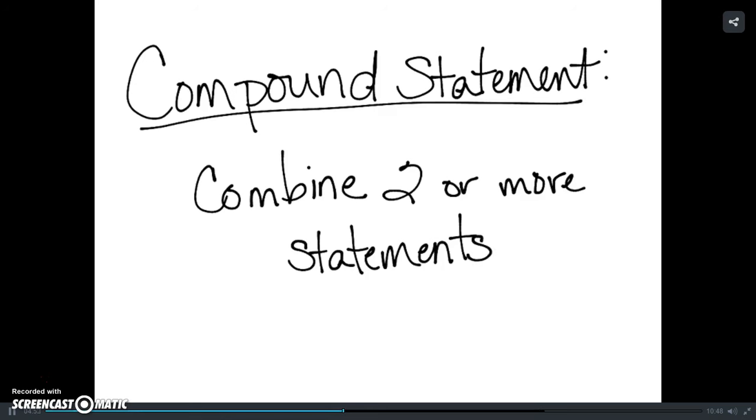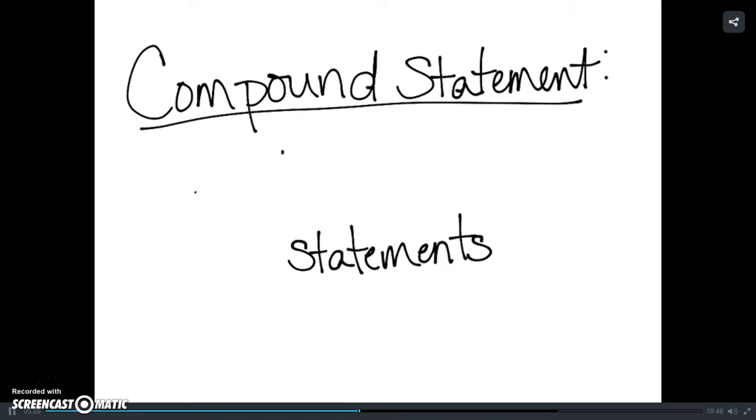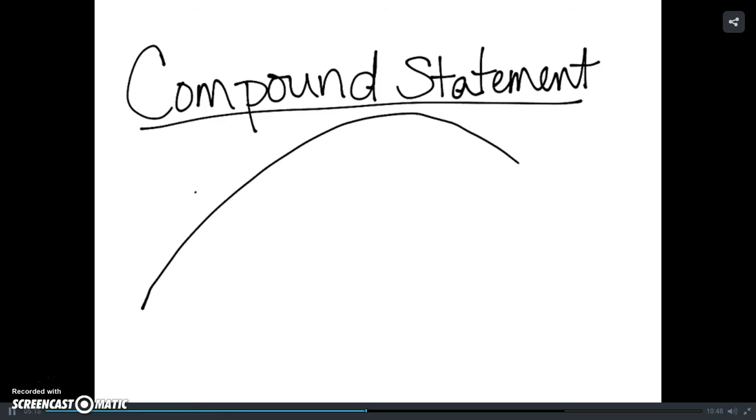When we combine these statements, we're going to be using one of two words. The words that we can use to combine those statements are the word and or the word or. And I like to think of my compound statements as like an umbrella. So I'm going to draw you a pretty little picture here. This is going to be my umbrella. And if we use the word and to combine our sentence, then this is going to be called a conjunction.